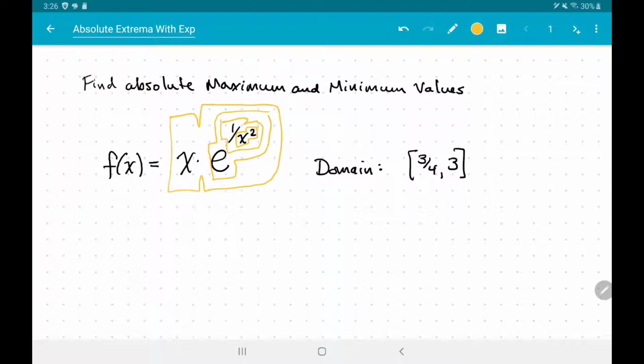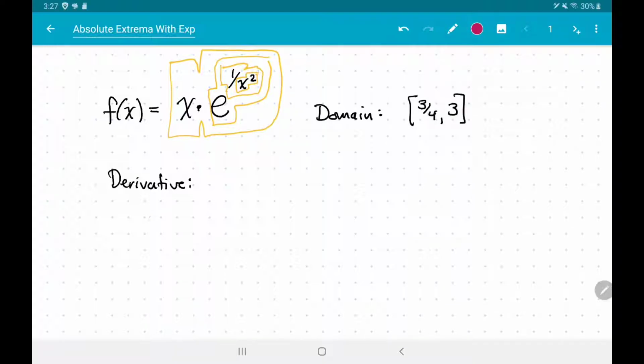So, a couple of things to think about. We need to take the derivative, but what rule should we start with? The product rule, because multiplication right there is the outermost operation in this formula. We will eventually need the exponential rule and the chain rule, but we need the product rule to start with.